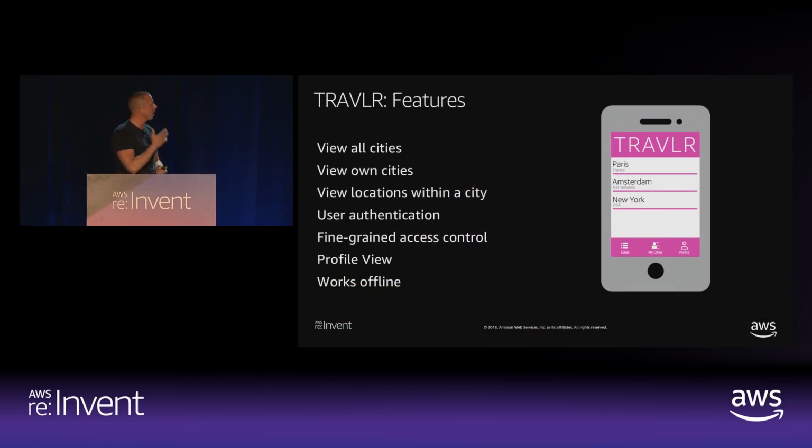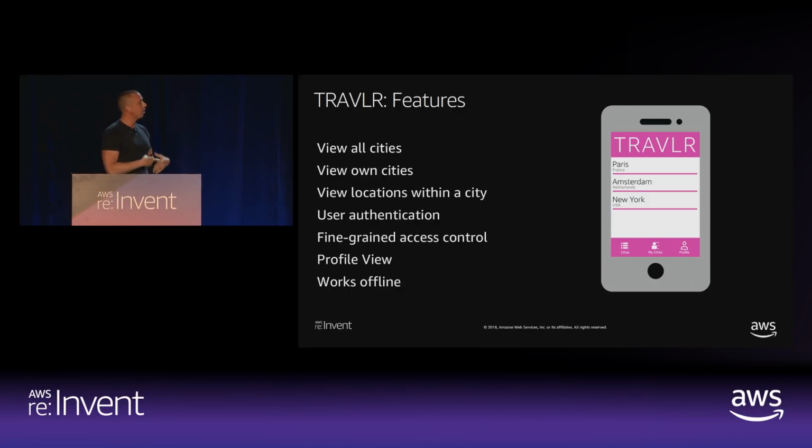And the app that we want to create has these features. It's going to be like a travel app. We want to have a list of cities that we'd like to visit, and we want to contain information about those cities, like locations. So we want to go to Paris, and we want to go to this restaurant. We want to keep all that information. We want to be able to view all of the cities that other users have created. And then we also want to maybe only view our own cities. So we need some fine-grained access control there.